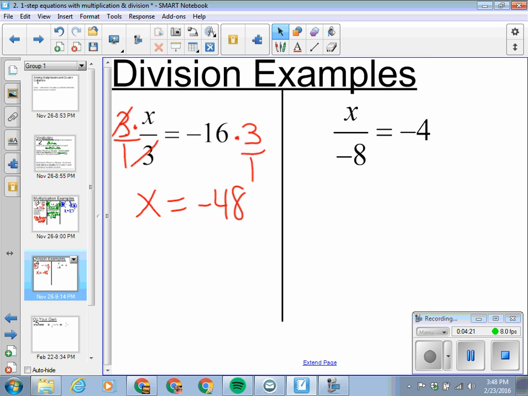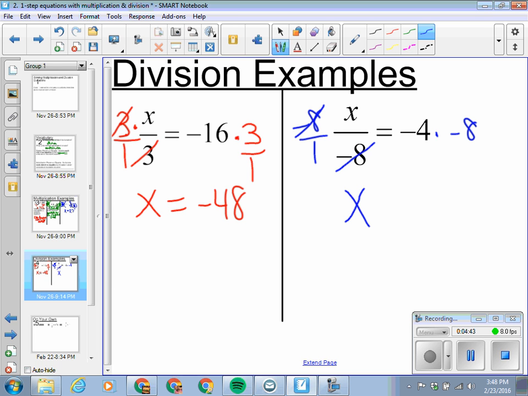x divided by negative 8 equals negative 4. Again, we want to undo the division by multiplying. So we're just going to multiply both sides by negative 8, or if it helps you, make it negative 8/1. We've got the constants on one side. x/1 is just x. Negative 4 times negative 8 is positive 32. And I am including lots of negatives in this lesson for a reason. We're going to know our negatives.